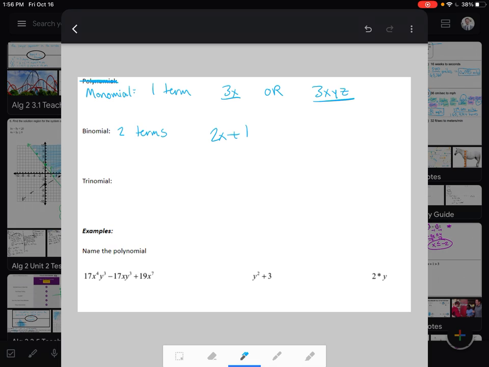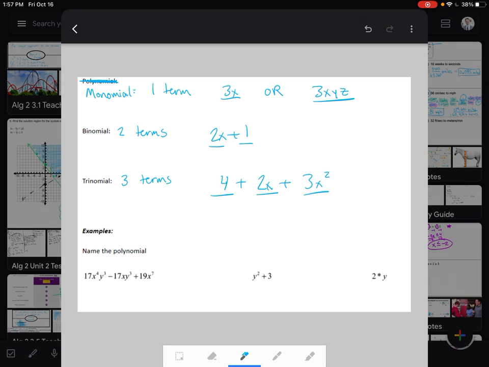Binomial is two terms. So that would be like if we had 2x plus 1. Again, there are two separate terms. There's a 2x and there's a 1. They're separate. That's two terms. And then trinomial, you can probably guess, 3 terms. So 3 separate things we can add or subtract together. So maybe it's 4 plus 2x plus 3x squared. So those would be some examples.